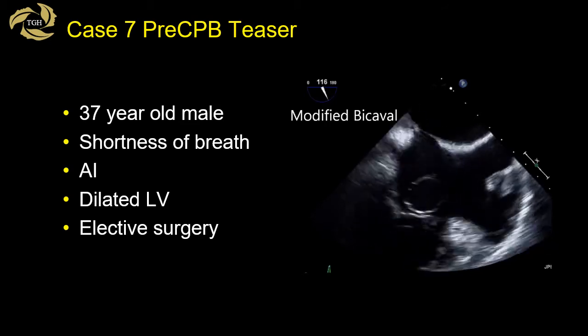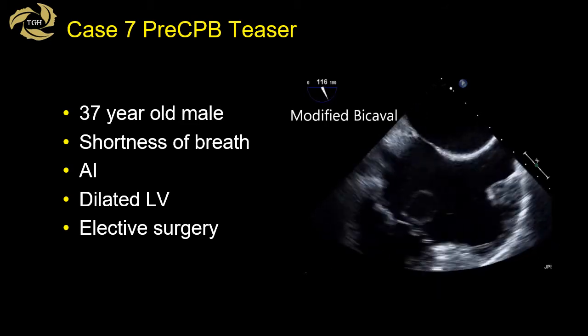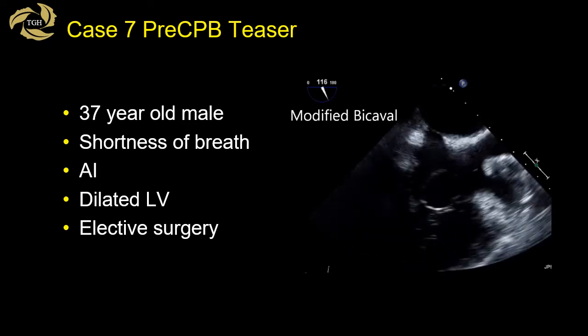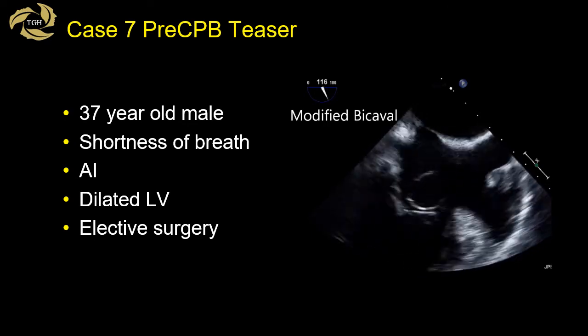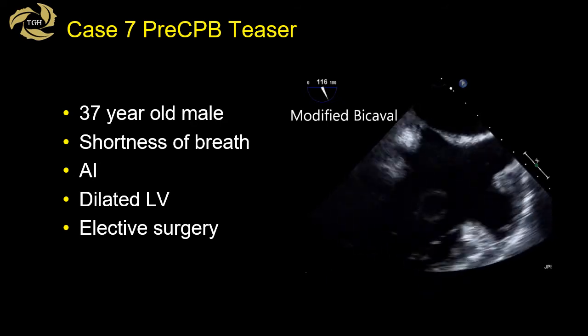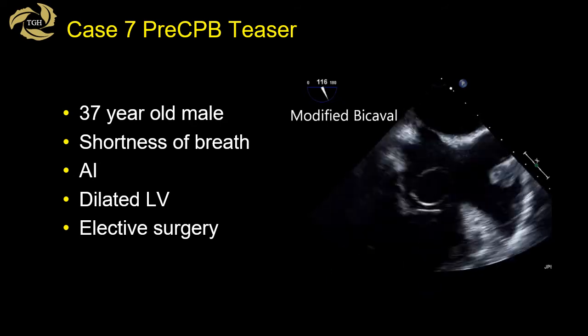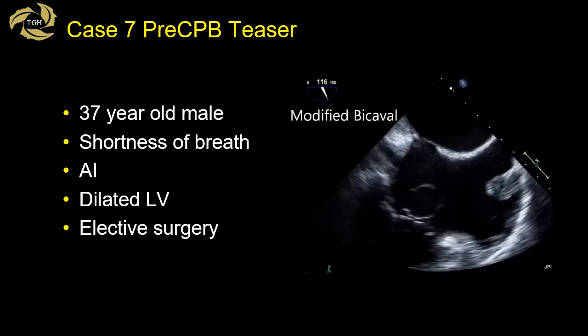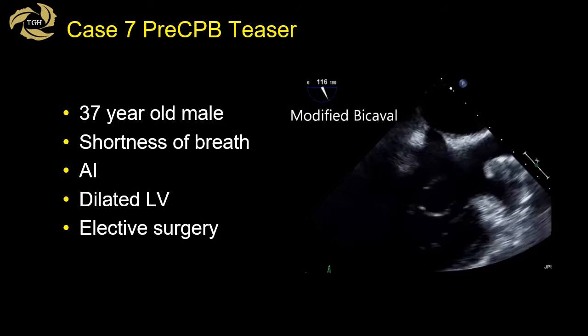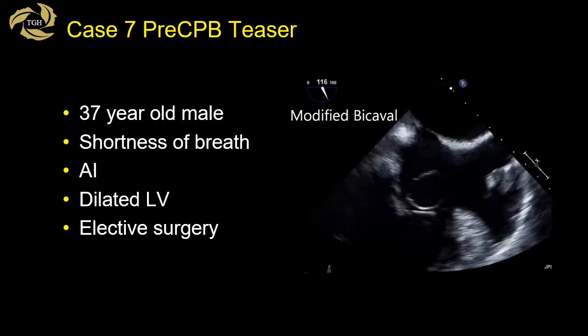We will close with case 7, which is a bit of a teaser for the experts in the field. This is a 37-year-old male who presents with shortness of breath, aortic insufficiency, a dilated left ventricle, and comes for an elective cardiac surgery procedure. See if you can figure out the pathology based on this single view.